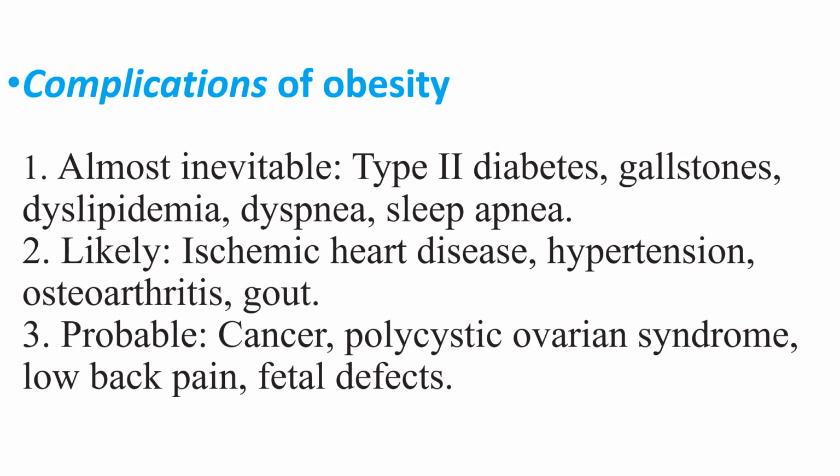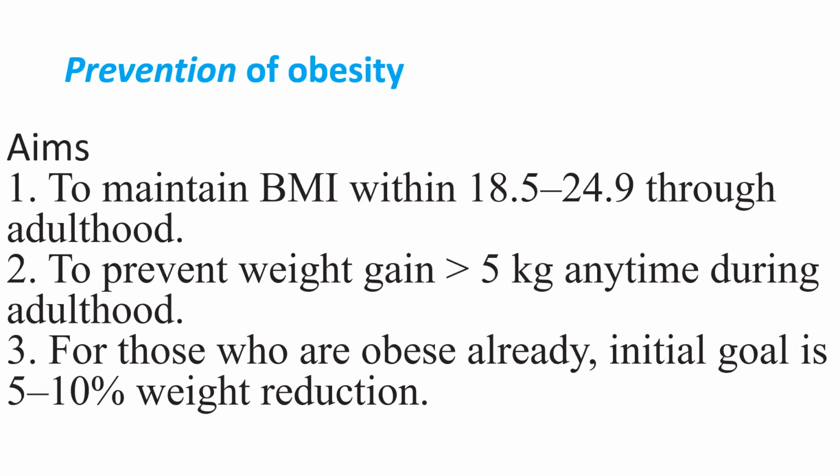Complications of obesity. First, almost inevitable: type 2 diabetes, gallstones, dyslipidemia, dyspnea, sleep apnea. Likely to occur: ischemic heart disease, hypertension, osteoarthritis, and gout. Probably occur: cancer, polycystic ovarian syndrome, low back pain, and fetal defects. So complications of obesity are three: almost inevitable, likely to occur, and probable occurrence.